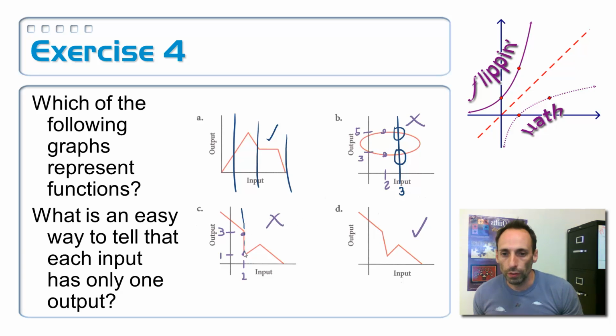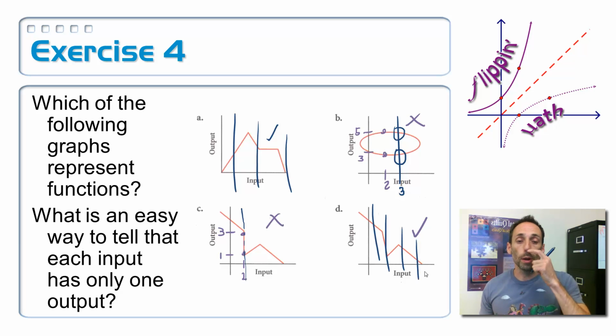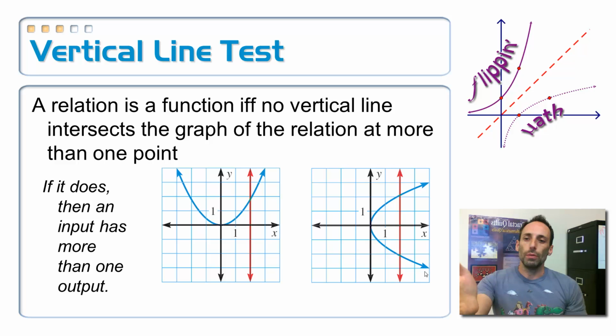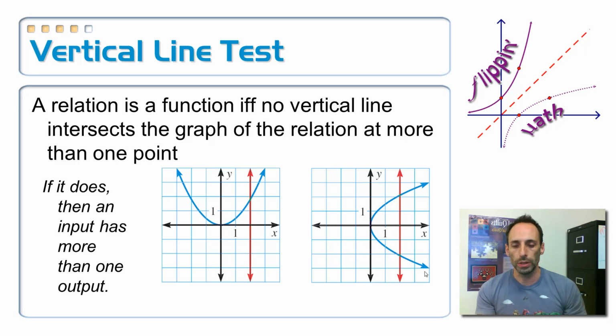Same thing with anything with a vertical line that's already in it, it would fail the vertical line test. Graph D, no matter where I put that line, it would pass the vertical line test. So there's the last bit of information on this objective, and that is the vertical line test. It gives us a very easy way to determine if a graph represents a function. So a relation is a function, IFF. Remember from geometry, that's a short way of saying if and only if. If and only if no vertical line intersects the graph of the relation at more than one point.